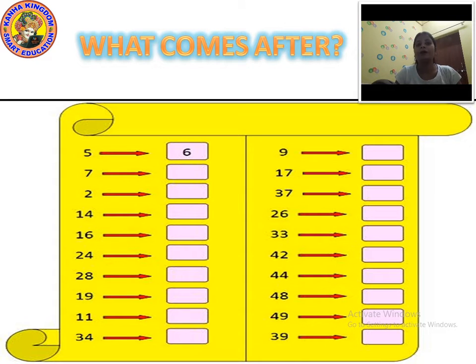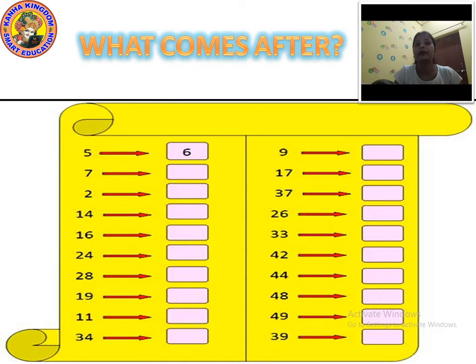Okay, now the next number is number 2. So what comes after 2? Let's find out. 1, 2, 3. So after 2, which number? Yes, 3. Number 3 will come after 2.